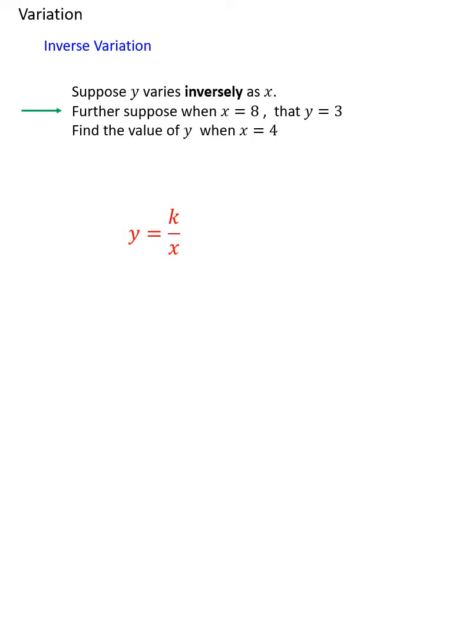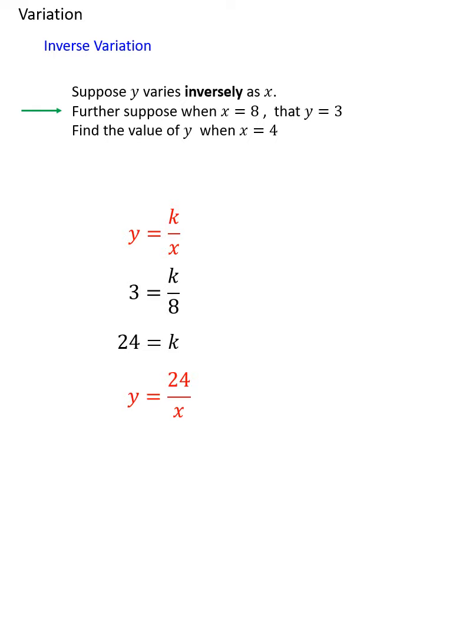Now, we also know that when x is 8, y is 3. That means this equation has to be true when x is 8 and y is 3. And therefore I can plug in x is 8 and y is 3. Now, I can use this to solve for k, my constant of variation. All I have to do is multiply both sides of the equation by 8, and that tells me that k is 24. It's essentially a cross multiplication. And now that I know that the constant of variation for this particular problem is 24, I can plug 24 into my original inverse variation equation.